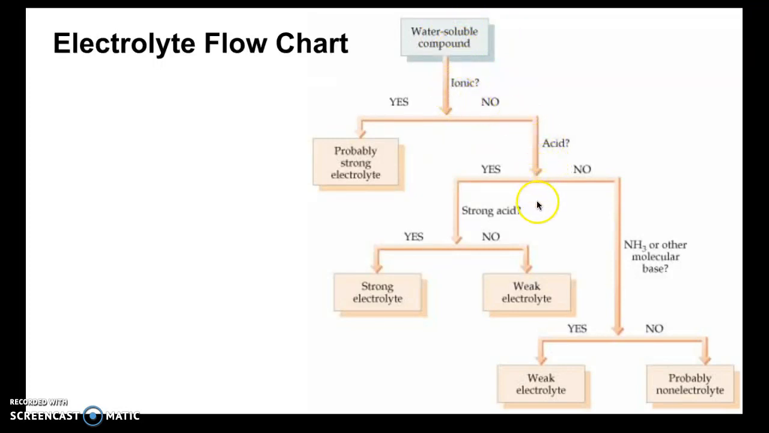So for the electrolyte flow chart, you basically are asking yourself a series of questions to figure out, is it ionic? Is it an acid? What kind of base is it? And that will help you figure out if it's going to be a strong electrolyte, weak electrolyte, or a non-electrolyte.